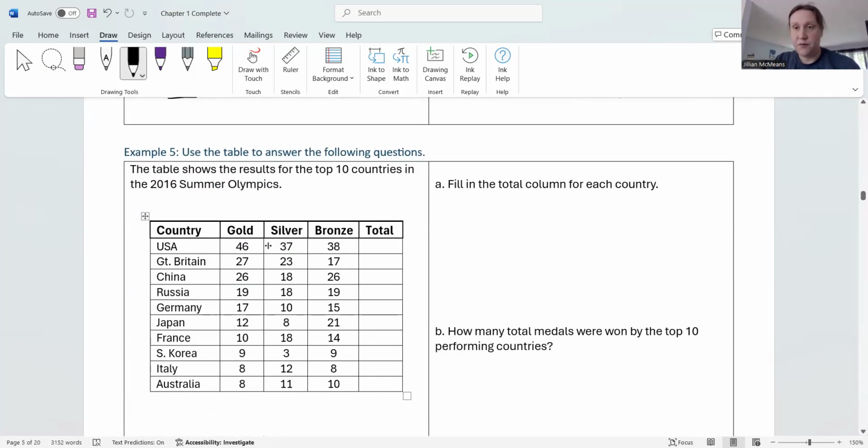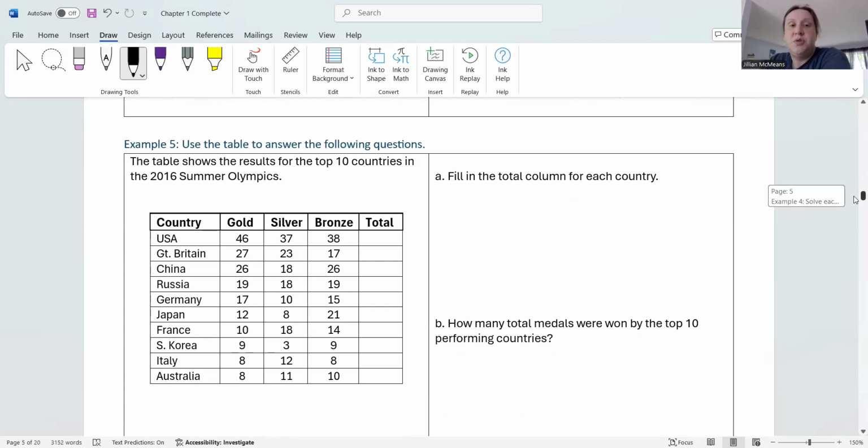Let's look at example 5. Okay, so we have a table here. We've seen a table similar to this in a previous worksheet. So it says use the table to answer the following questions. The table shows the results for the top 10 countries in the 2016 Summer Olympics. Okay, fill in the total column for each country.